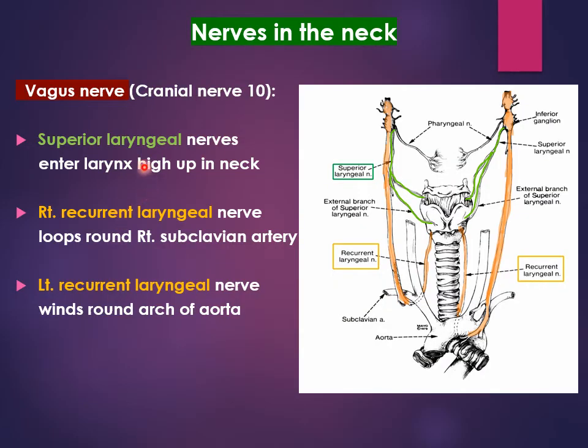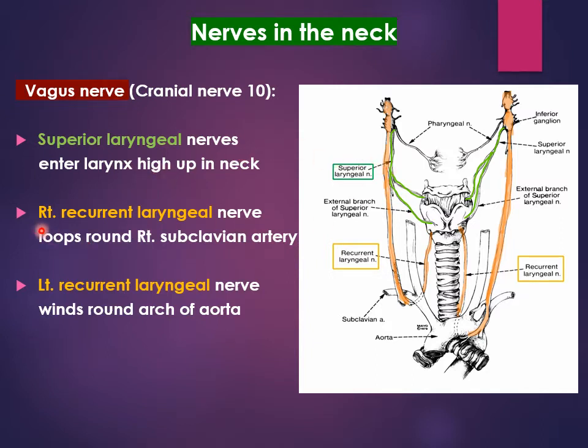The most important nerve in the neck is the vagus nerve, which is cranial nerve number 10, as shown in this diagram here. This is the vagus nerve. There are three main branches: superior laryngeal here, which enters the larynx high up in the neck.